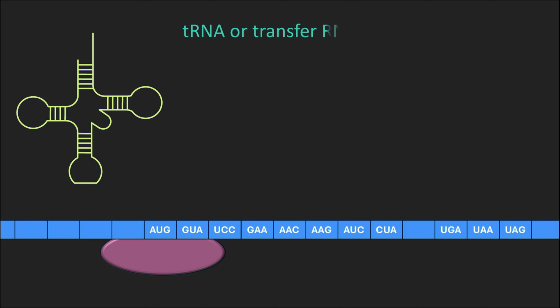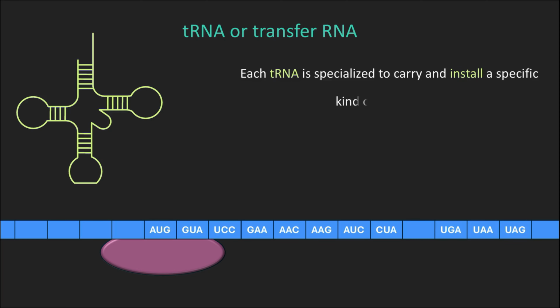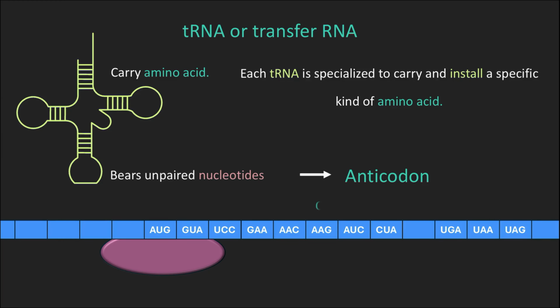That is where the transfer RNA or the tRNA comes in. You can think of tRNAs like delivery trucks of the translation world. There are dozens of types, and each is specialized to carry and install a specific kind of amino acid. Now, one end of the tRNA carries the amino acid itself, and the other end has 3 unpaired nucleotides. They are called the anticodon. And this anticodon is complementary to the codons on mRNA.